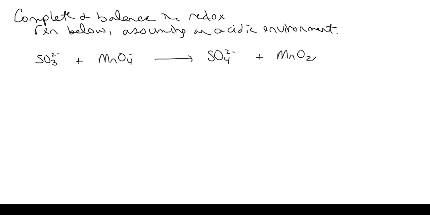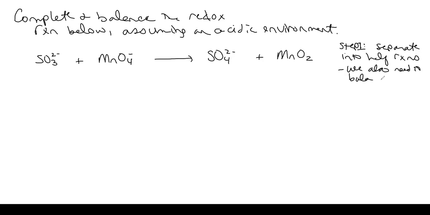So what I want to do here is go through the steps to balancing this reaction in an acidic solution. So step one, we have to separate this into half reactions. Okay, and we also need to balance the non-hydrogen and non-oxygen atoms. So we're going to do that later. So that's going to give us sulfur and manganese that we need to balance. So let's do that step first.